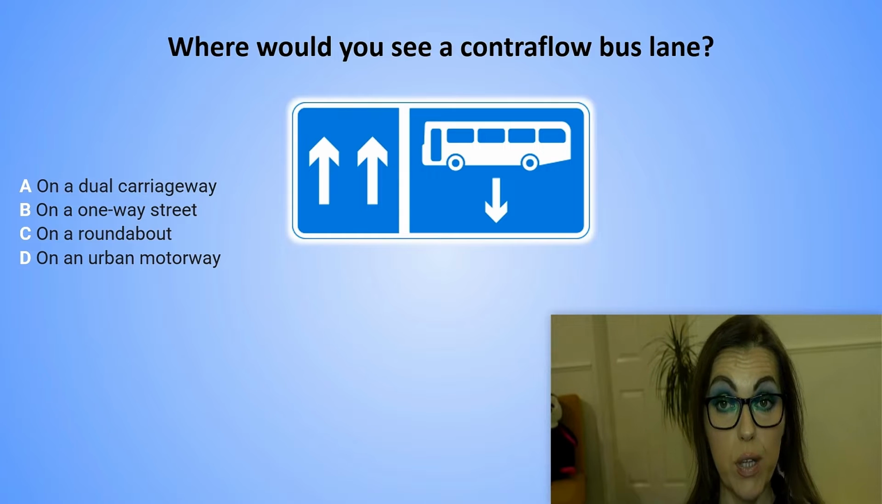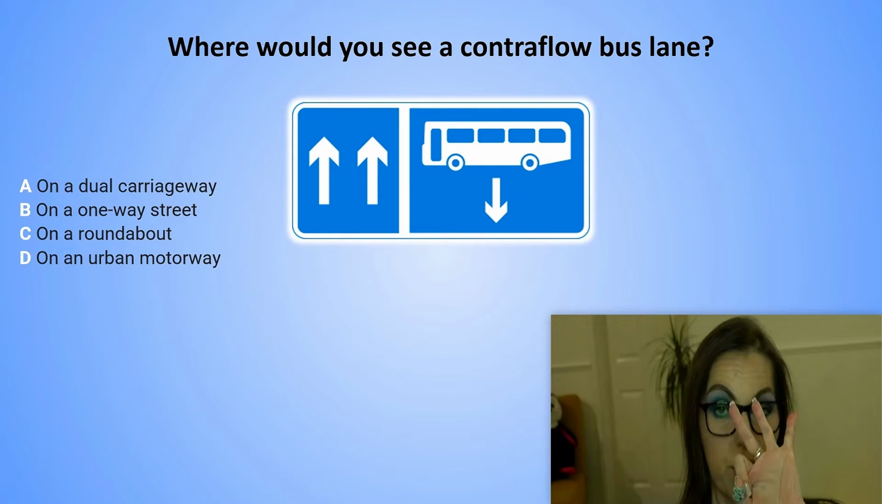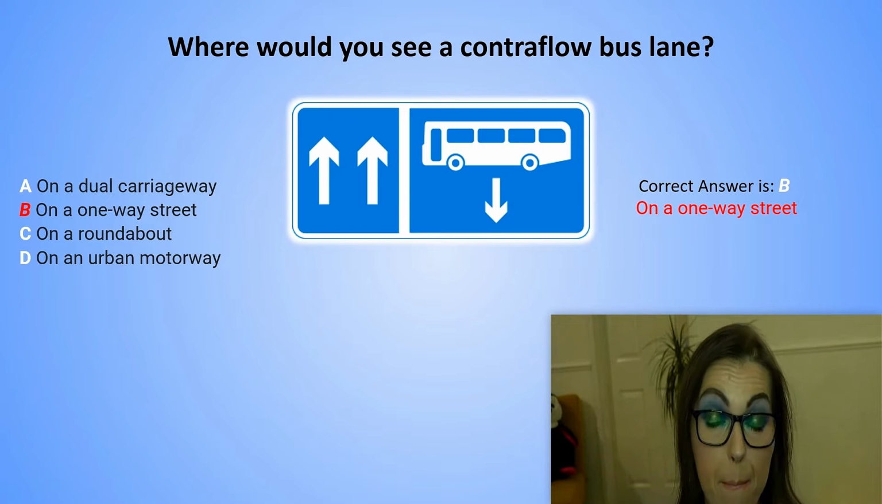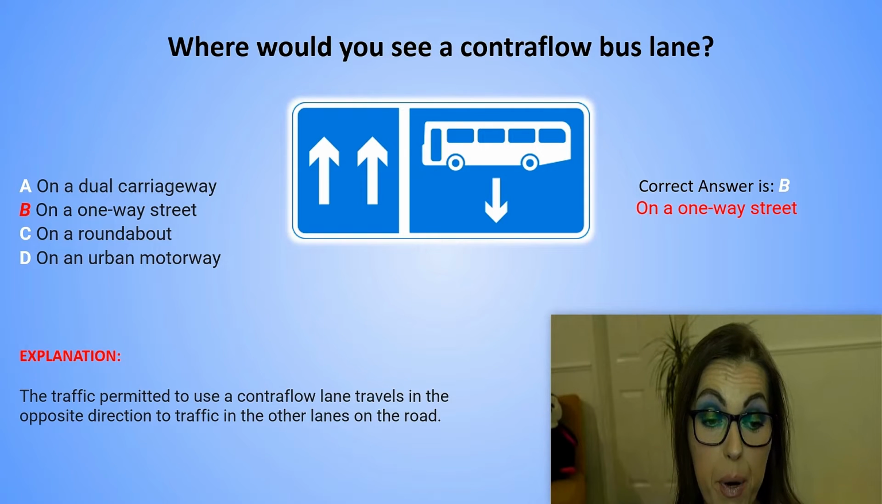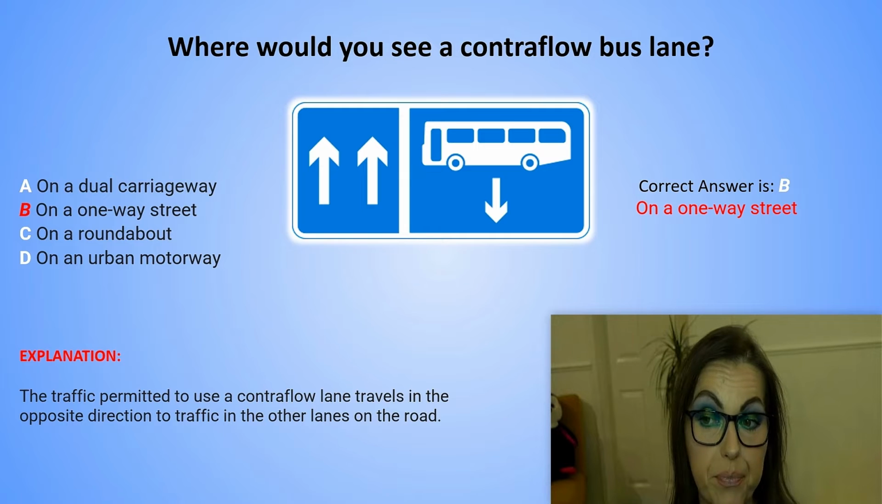Let's start the countdown. 5, 4, 3, 2, 1. The correct answer is B. On a one-way street. Explanation. The traffic permitted to use a contraflow lane travels in the opposite direction to traffic in the other lanes on the road.